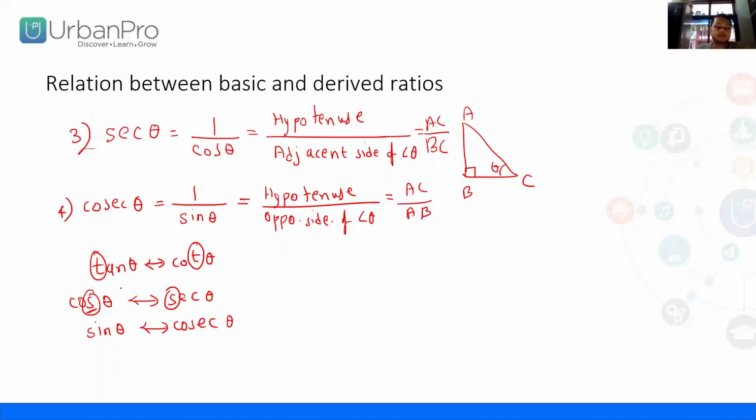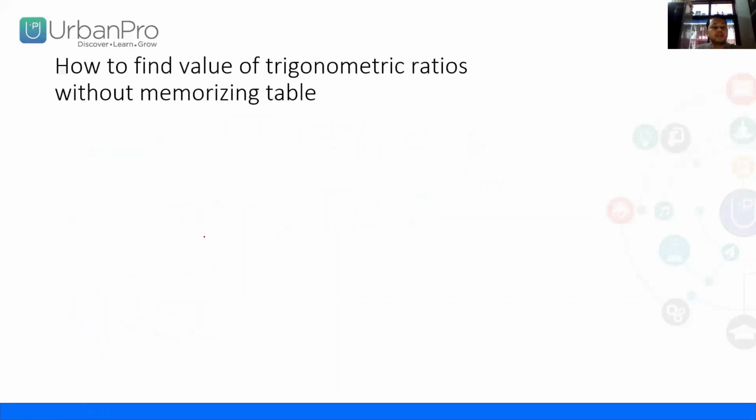So if you know sine theta and cos theta, you can derive tan theta. Then with the help of tan theta you can derive cot theta, then with cos theta you can derive sec theta, and with the sine theta you can derive cosec theta. So basically you have to learn only cos theta and sine theta, as simple as this. We'll move to the next topic.